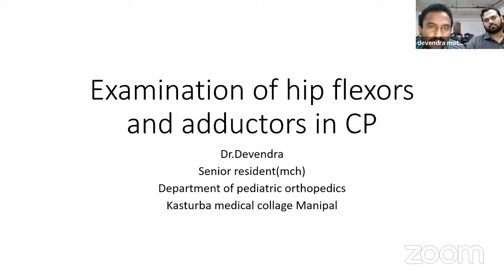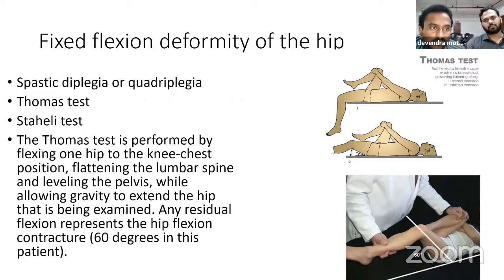Sir, today I'll be describing the examination of hip flexors and adductors in cerebral palsy. So, good evening to all. I will start by describing fixed flexion deformity of the hip. Fixed flexion deformity of the hip is seen in spastic diplegia or quadriplegia. It can be elicited by the Thomas test and Staheli's test.